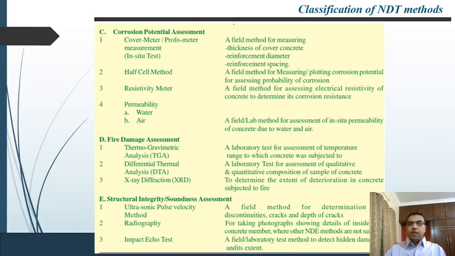Then corrosion potential assessment. For corrosion potential, first of all we identify where the reinforcement is. So we have cover meter or profometer measurement. This is an in situ test. Then we have the half cell corrosion potential method. This is a very important test to identify corrosion potential. Then we have resistivity meter, then permeability test, then fire damage assessment.